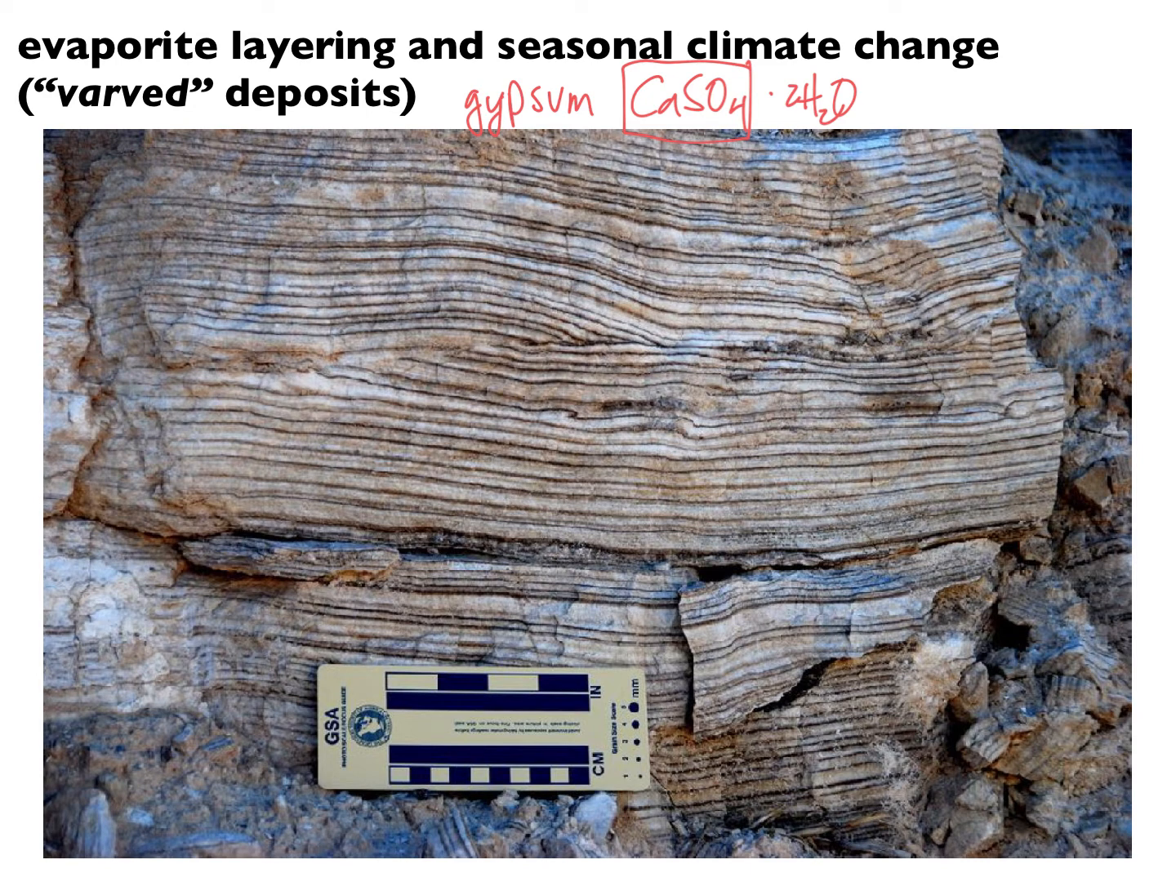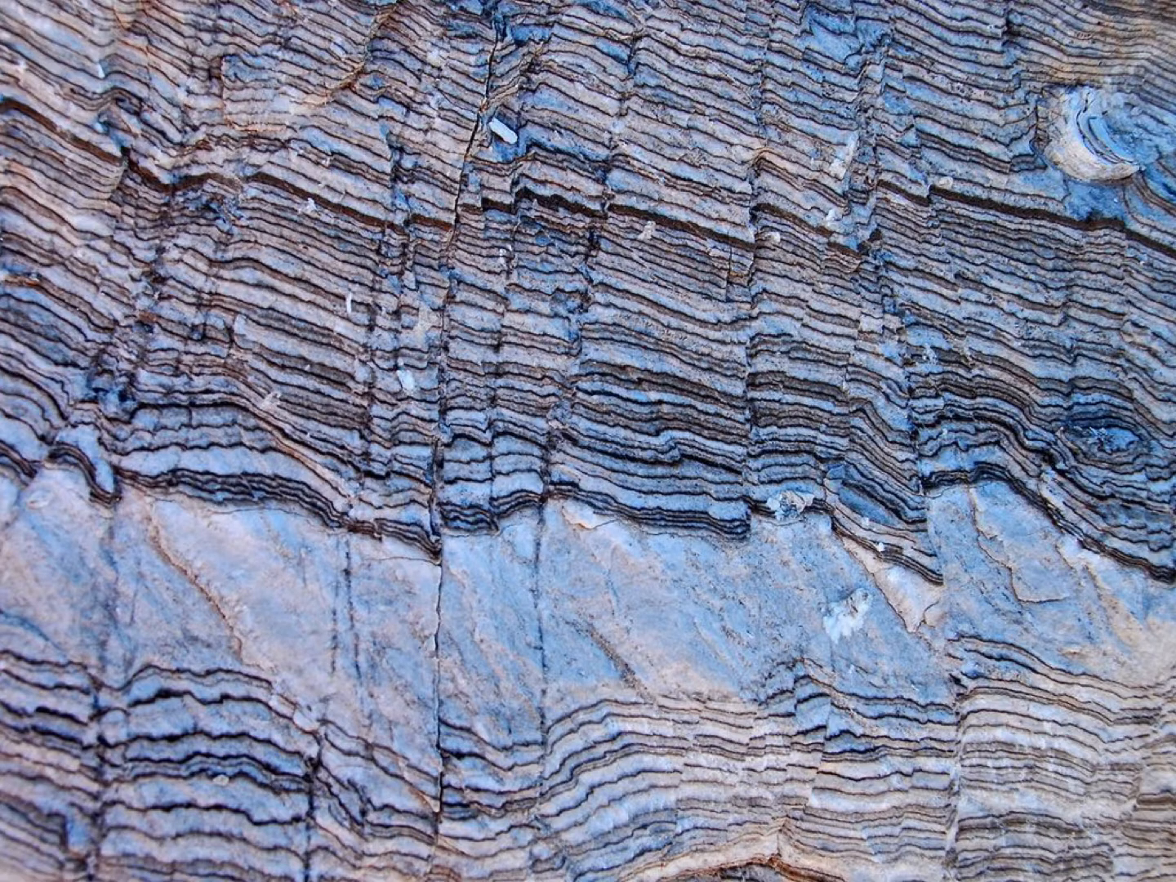That would be the case for, say, our climate, where we get all of our precipitation in the winter. If these were forming in, say, Arizona, where they have a summer monsoonal climate, then the opposite would be the case. And so they tend to form these very finely laminated layered deposits that we call varves or varved deposits. Here's another picture of varved deposits.